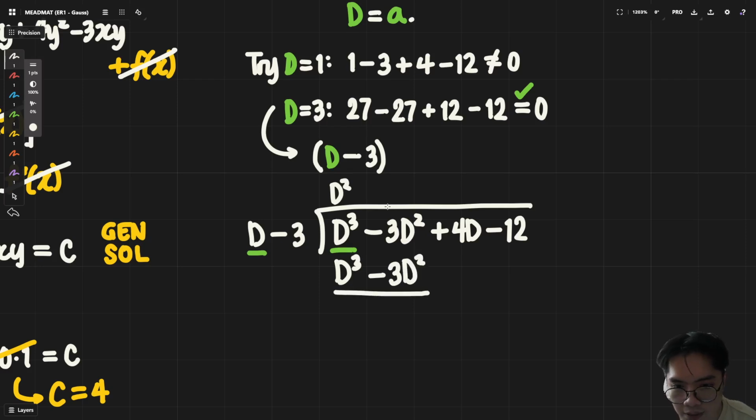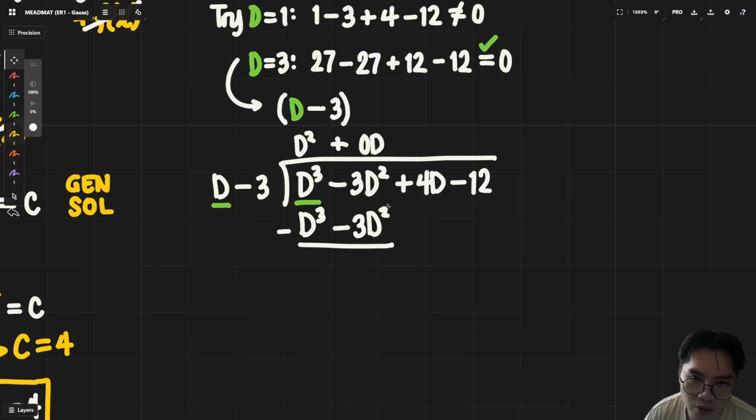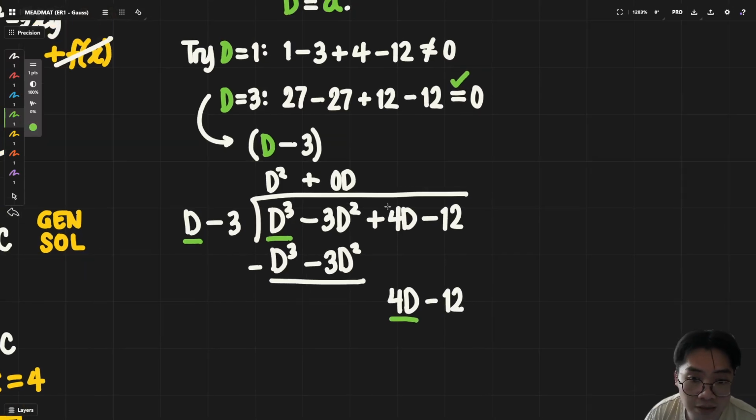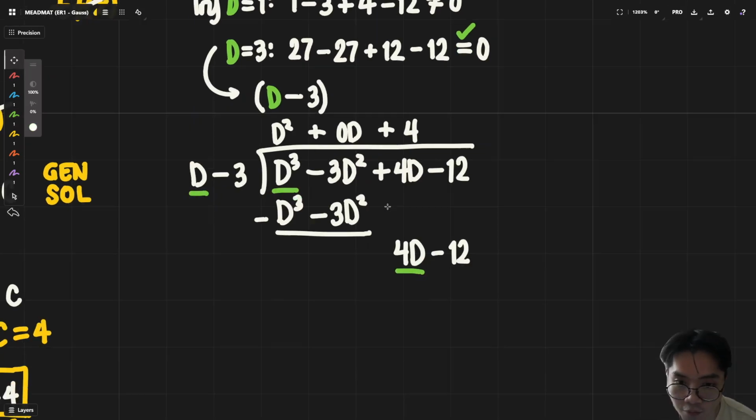It just so happens that both of them get cancelled, so you're not going to bring down anything, right? And then this is plus 0d. You're not doing anything. And again, what gets brought down here is 4d minus 12. And then in here, what is the leading term? This is 4d. How many d's are getting into 4d? That's going to be 4.